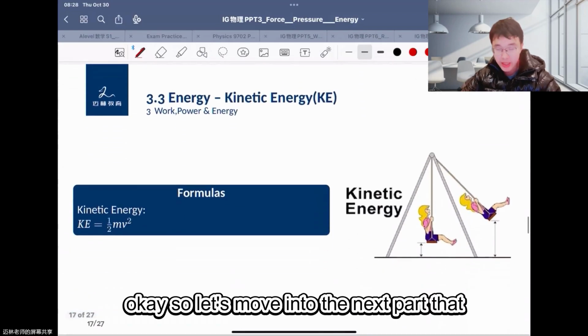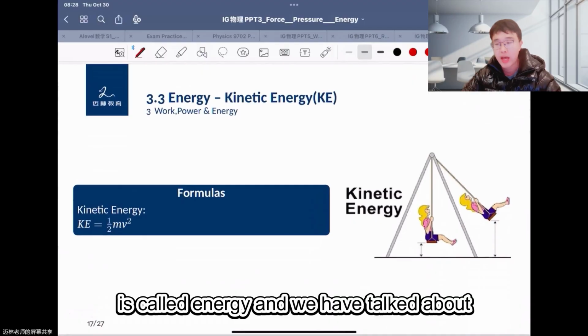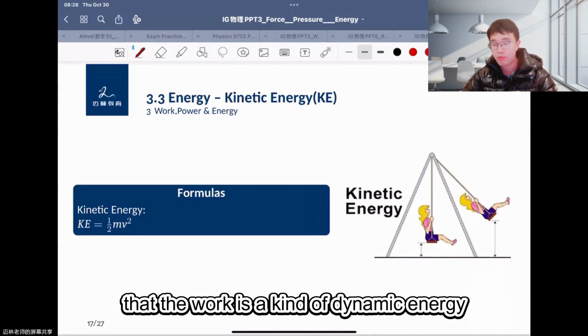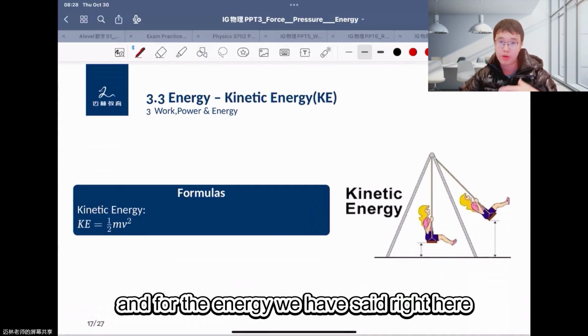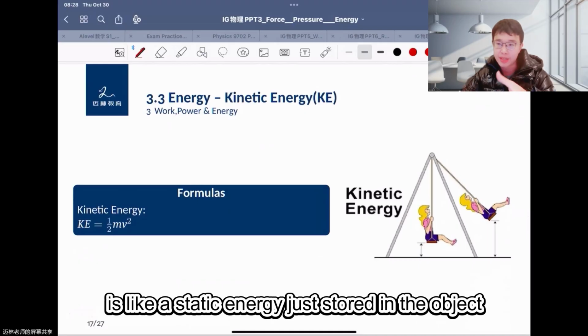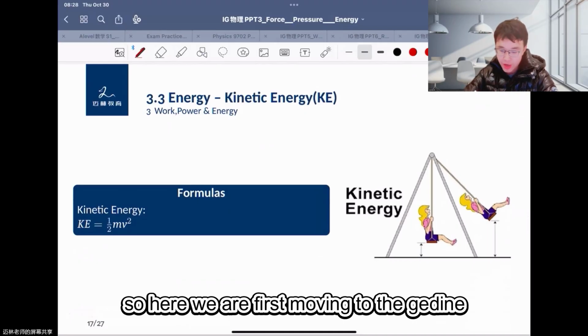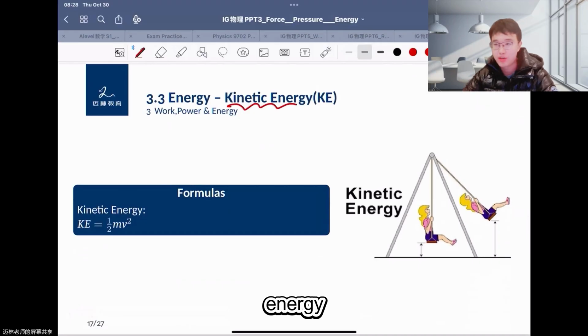Okay, so let's move into the next part that is called energy. And we have talked about that work is a kind of dynamic energy. And for the energy, we can say right here is a static energy, just stored in the object. Okay, so here we are first moving to the kinetic energy.